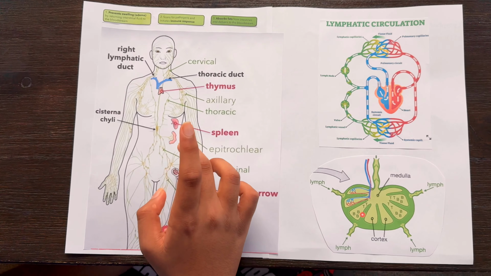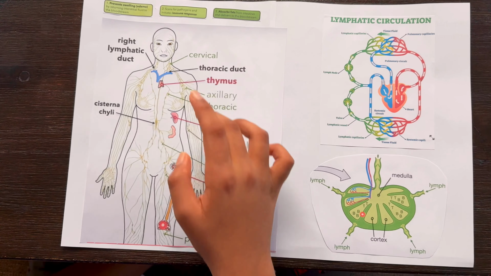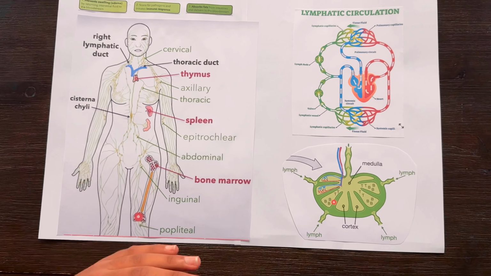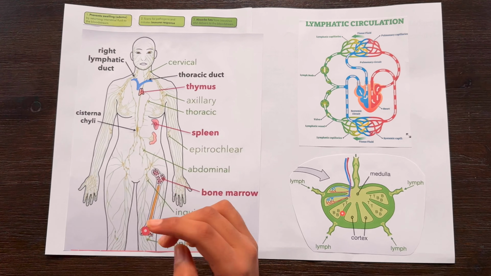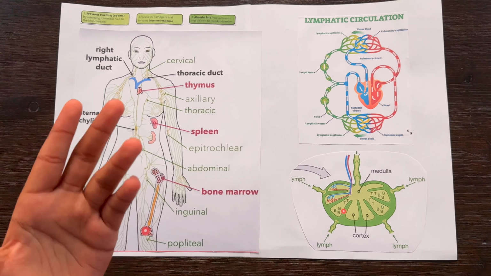Now what mainly happens is all of this lymphatic fluid is getting recycled and reused every single time. So it's mainly moving to different areas depending on where it is mostly needed.